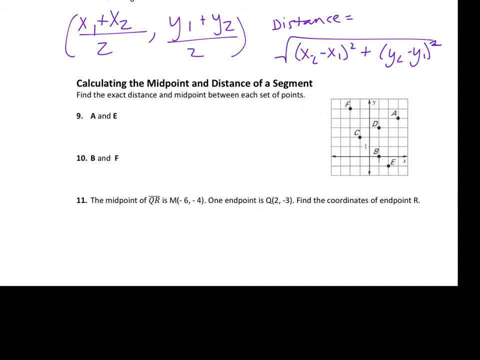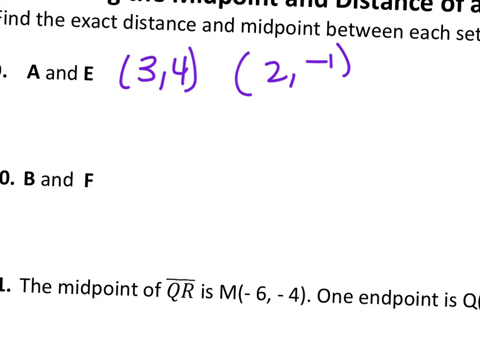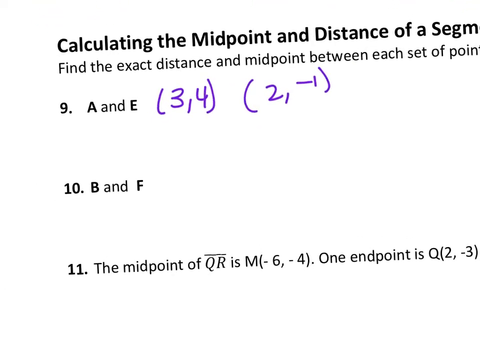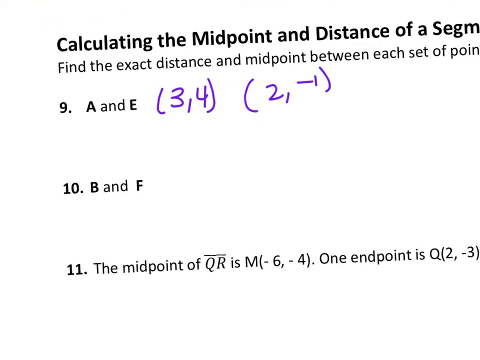So let's start with A and E. So the point A is 3, 4. So I'm just going to write that over here. And the point E is 2, -1. And I'm just getting that from over here, in case you were wondering. Now I'm going to zoom in on this so we can have a little bit more room to work. Okay, so for a midpoint, we first need to just label x1, y1.